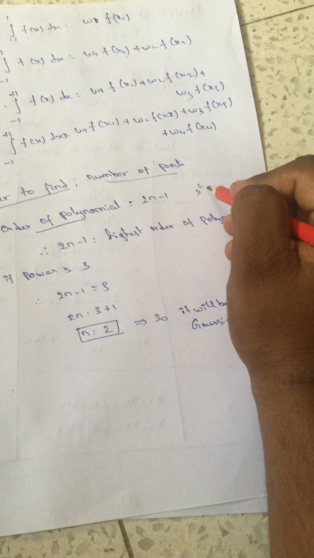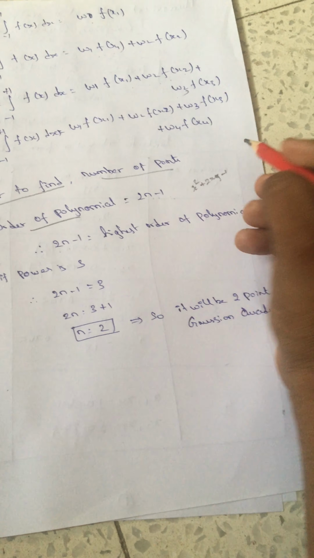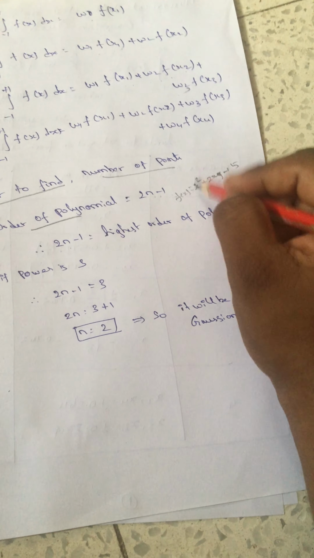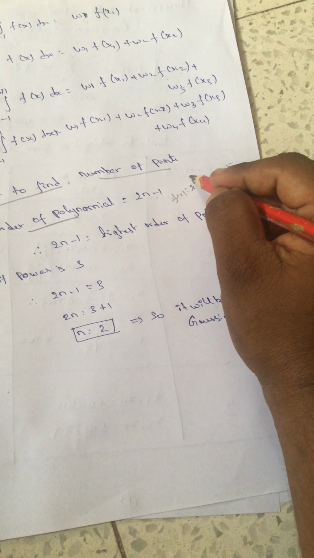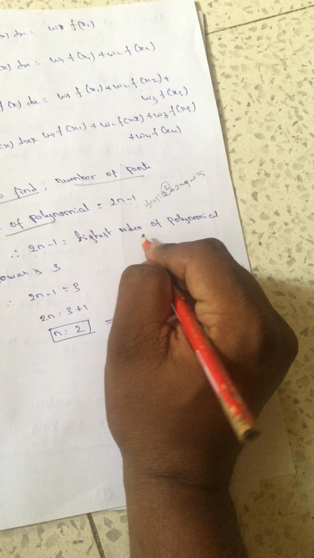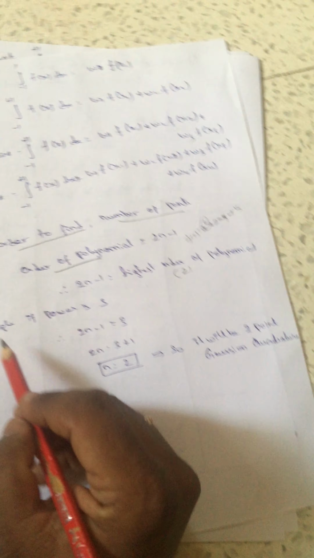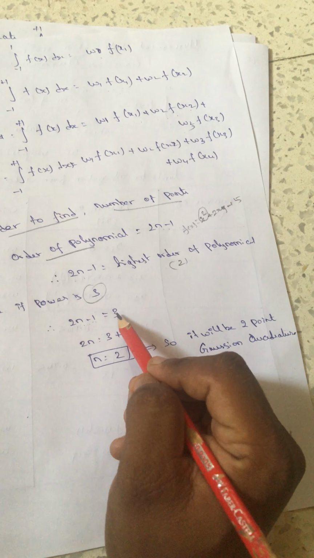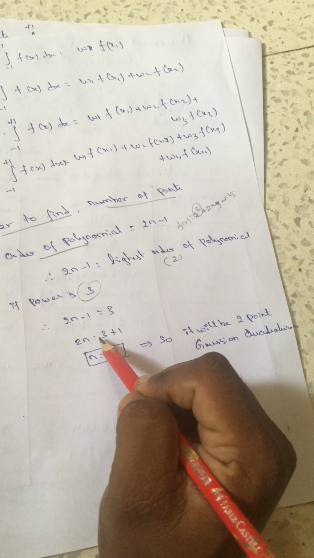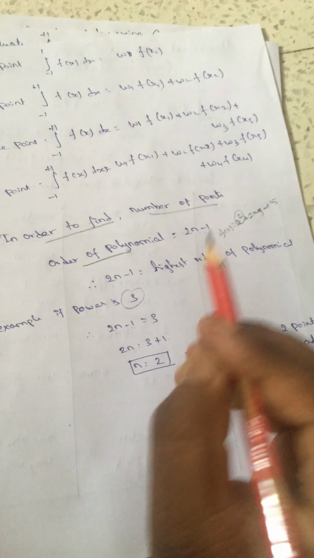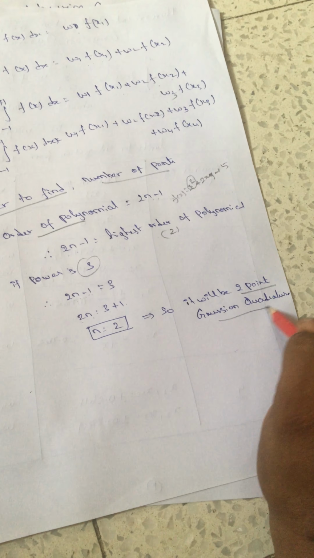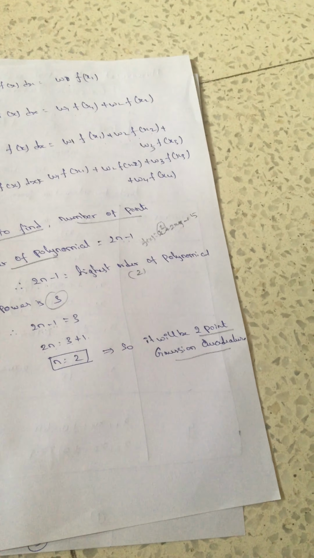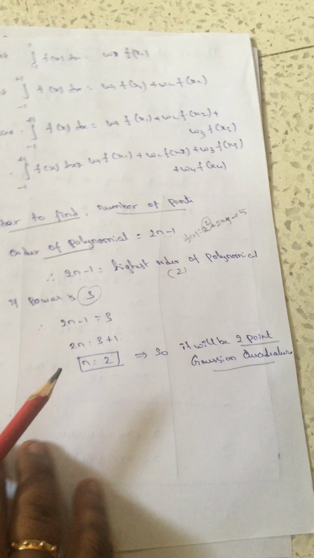Say for example, if f of x is 2x squared plus 2x plus 5, then you have to check which is the highest power. In this problem x squared is the highest, so we take 2 as the highest order of the polynomial. Say for example, if the power is 3, then the equation is 2n minus 1 is equal to 3. Therefore 2n is equal to 3 plus 1, that is n equal to 2. So you have to take 2-point Gaussian quadrature for solving, right? So this is the method to find the number of points for the given integral.